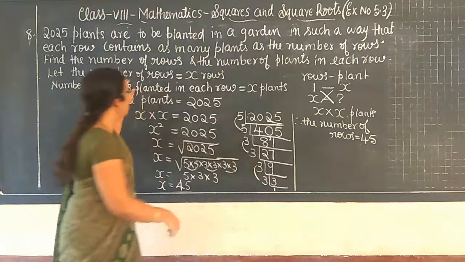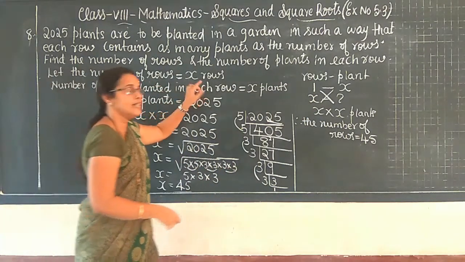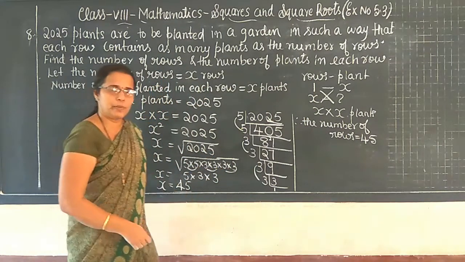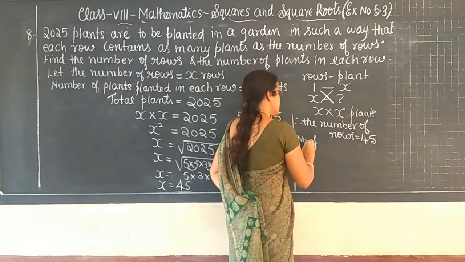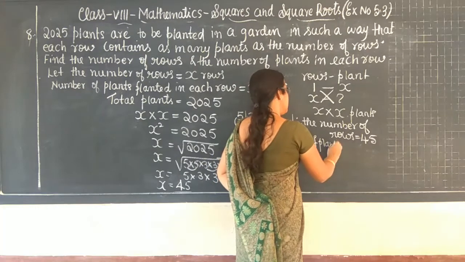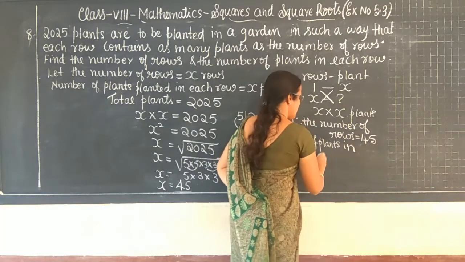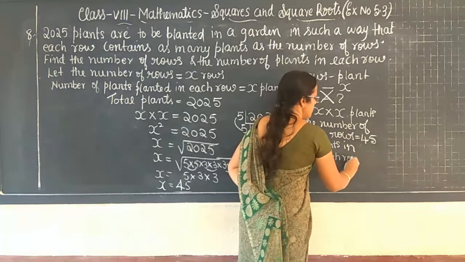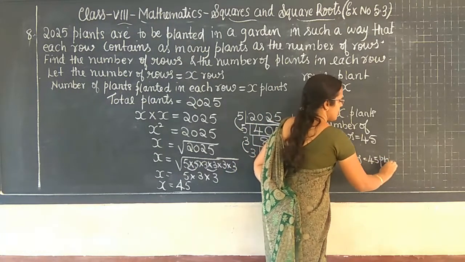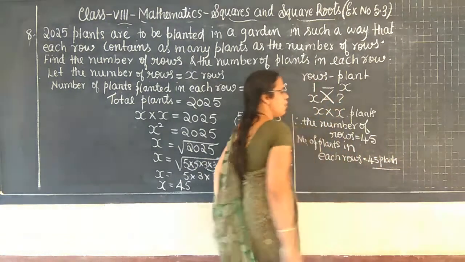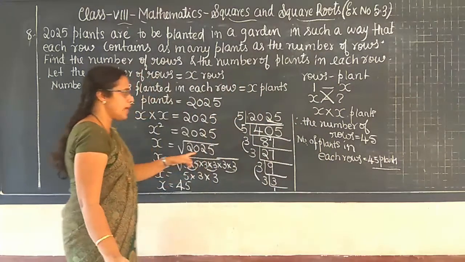In each row, how many plants? The same number of plants. 45 plants. So the number of plants in each row is 45. 45 rows, 45 plants, which you can understand.